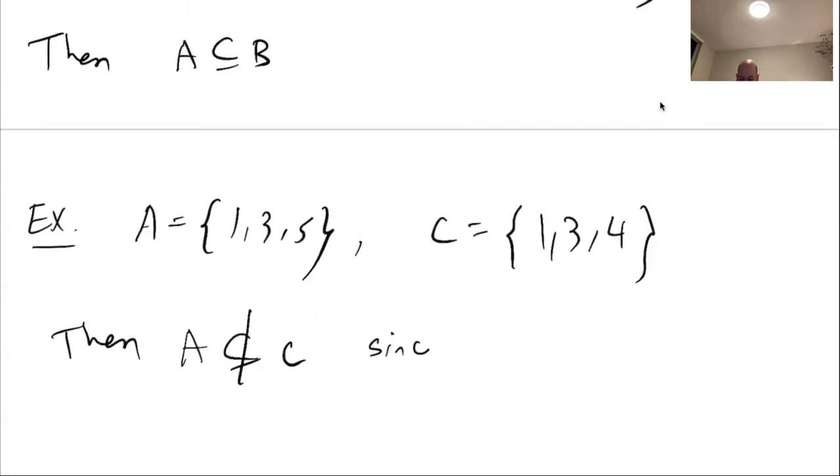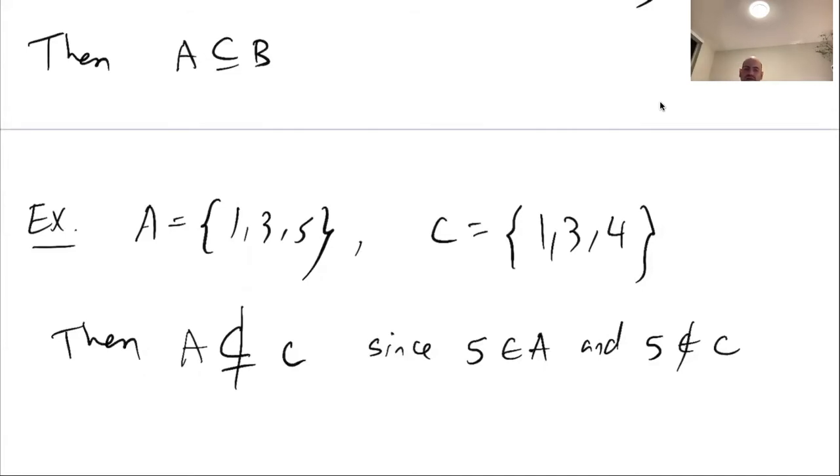So another example, let's say A equals 1, 3, 5, and then let's define another set, C equals, let's say 1, 3, 4, right? Then A is not a subset of C, since 5 belongs to A and 5 does not belong to C. So if you can find at least one element of A which is not an element of C, then in that situation, we would say A is not a subset of C.